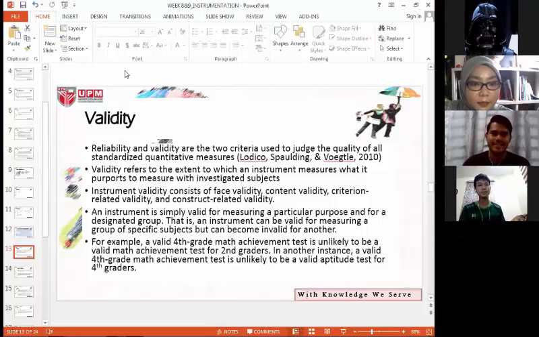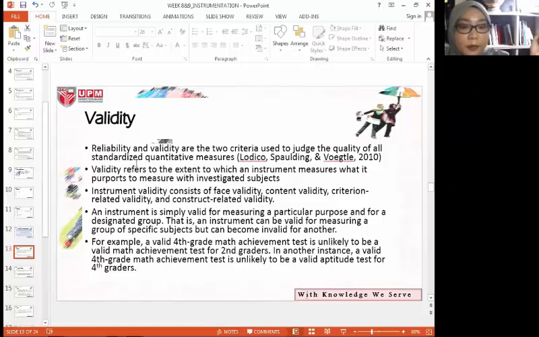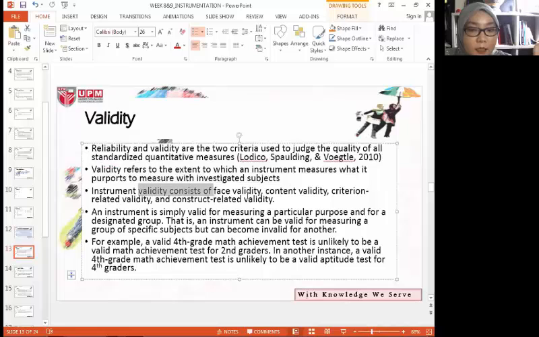So next one is, validity refers to the extent to which an instrument measures what it purports to measure with the investigated subject. Instrument validity consists of face validity, content validity, criterion-related validity, and construct-related validity. So there are four types: face validity, content validity, criterion-related validity, and construct-related validity.